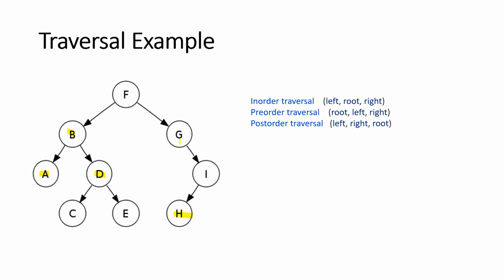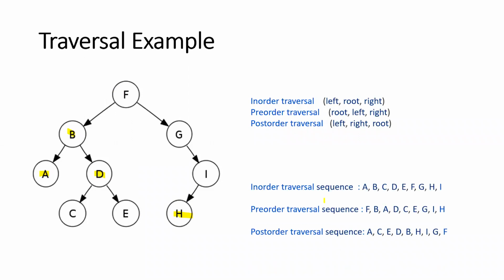Then go back to G. G does not have any left. Its right is already printed. Then it will print G. Then it will go back to F. It will check whether left is printed. Yes, left is printed. Right is also printed. Then it will print itself, F.